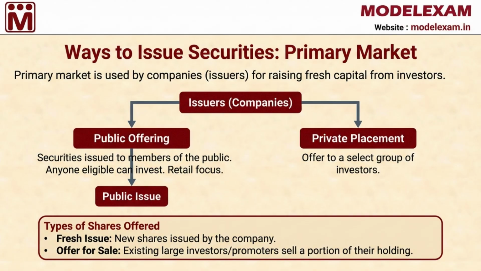Within a public issue, the shares can take two forms. They can be a fresh issue, which are brand new shares created by the company, or an offer for sale, where existing large investors or promoters sell a portion of their own holdings to the public.